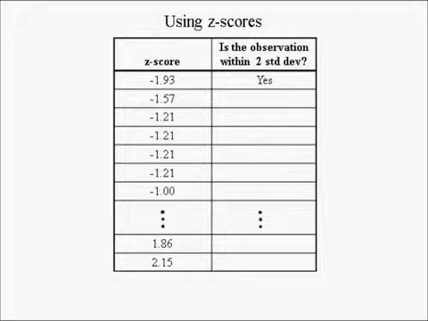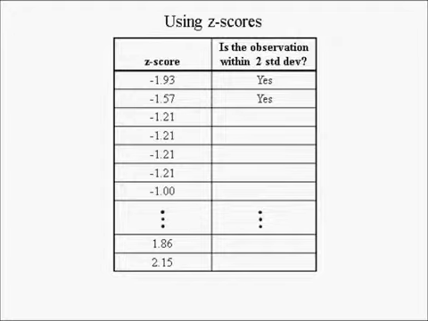In the table below, for each of the 50 observations, we want to answer the question, is the observation within 2 standard deviations? If the absolute value of the z-score is less than 2, the answer to this question is yes. But the answer is no if the z-score is larger than 2. The first observation is within 2 standard deviations from the mean because the absolute value of its z-score is 1.93, which is less than 2.